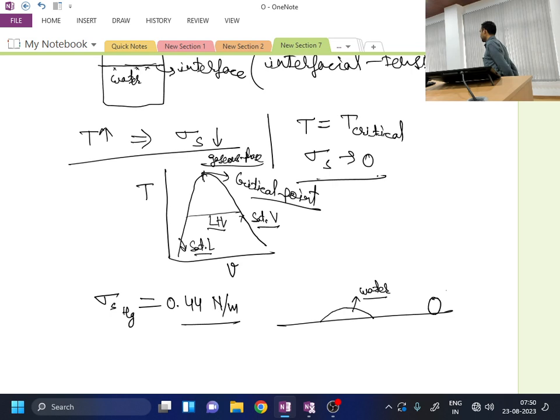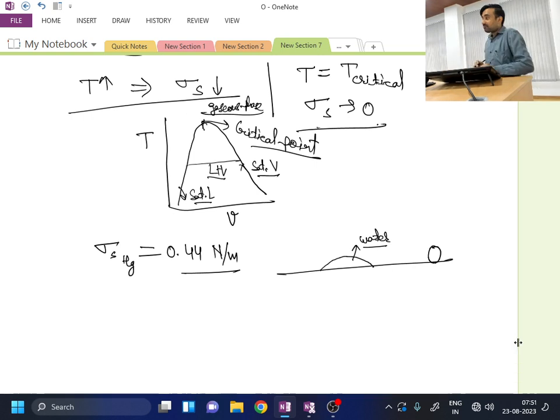Okay, is this point clear? Because mercury has a very high value of surface tension, its drop forms almost a perfect sphere. On the contrary, a water drop will not be able to form a perfect sphere because its surface tension value is low. Is this one clear? At identical conditions. Okay, so this is a very important implication of surface tension.